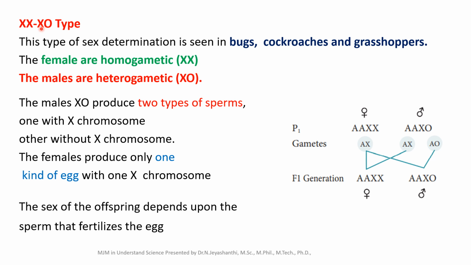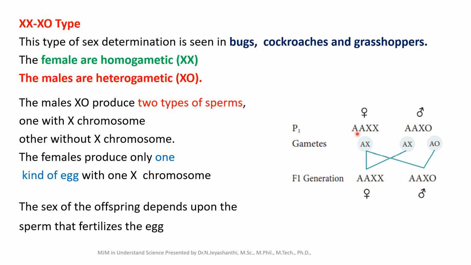XX-XO type of sex determination. This type of sex determination is seen in bugs, cockroaches and grasshoppers. In this, females are homogametic, containing XX chromosomes. The males are heterogametic, XO chromosomes. The male produces two types of sperms, one with X chromosome, another without X chromosome. The female produces only one type of egg with one X chromosome. The sex of the offspring depends upon the sperm that fertilizes the egg.